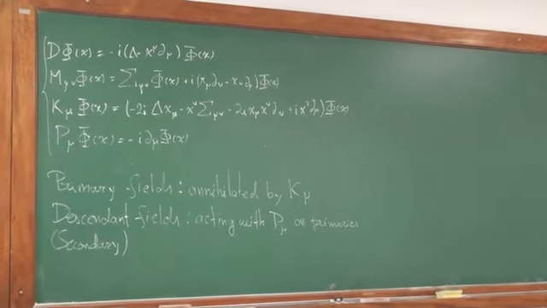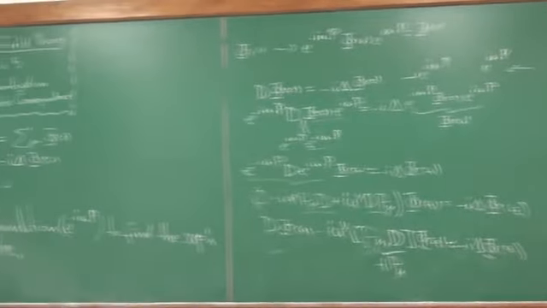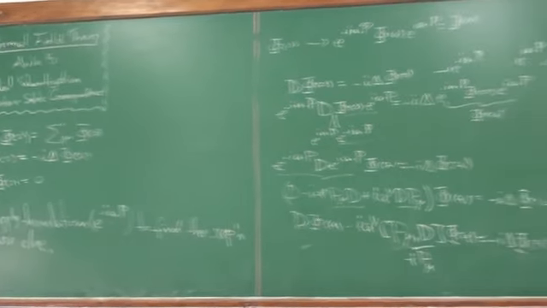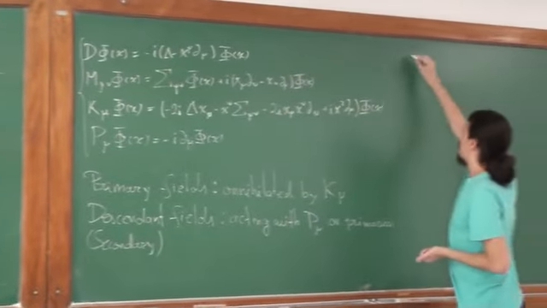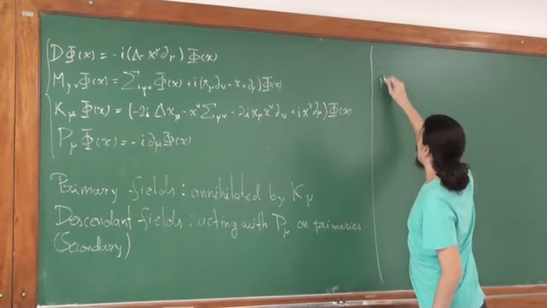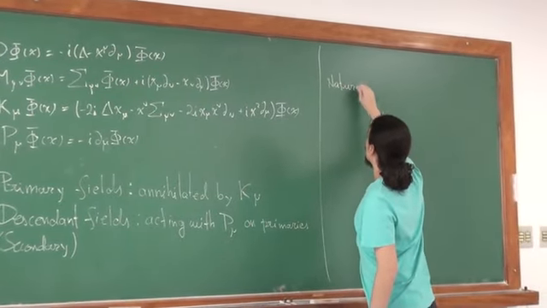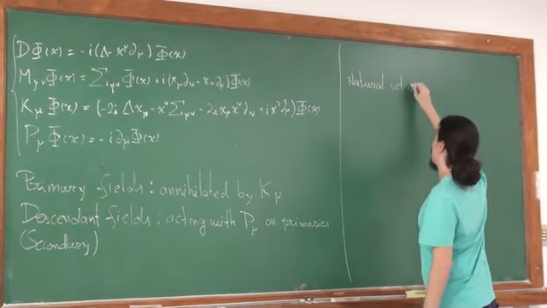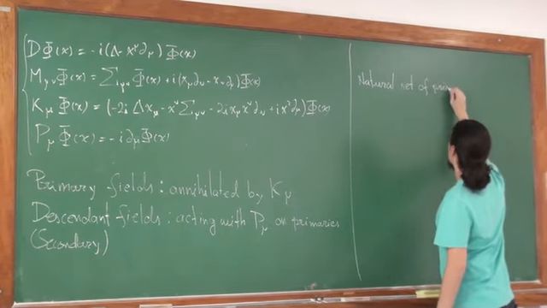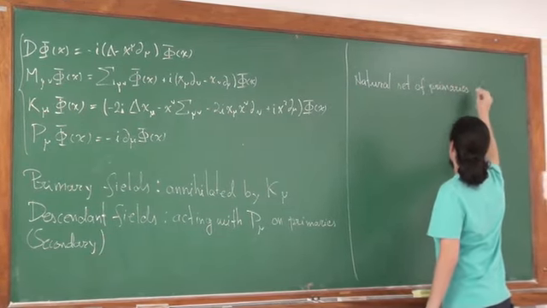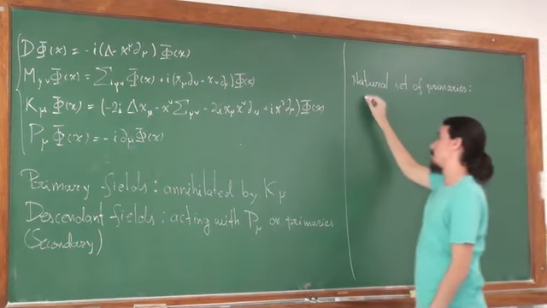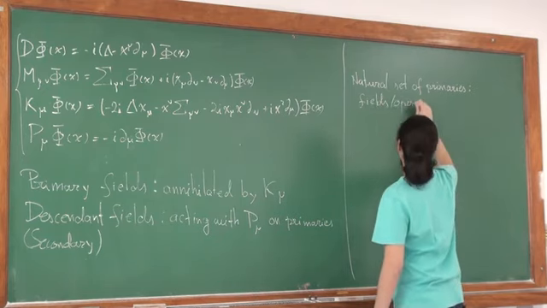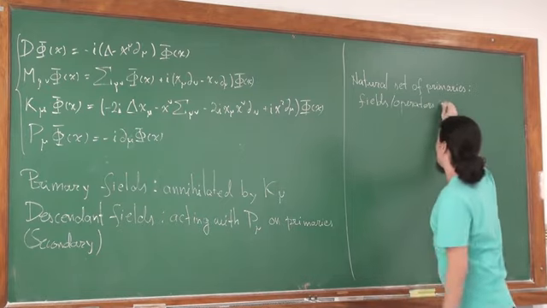Okay, the message is this. If you take any field or any operator and put it at the origin, it's going to be a primary field. That was what I was talking about. So you have a natural set of primaries. They are just fields or any operators at the origin.